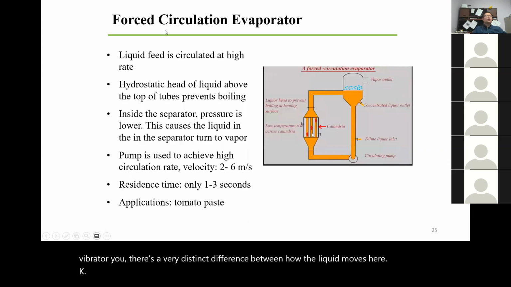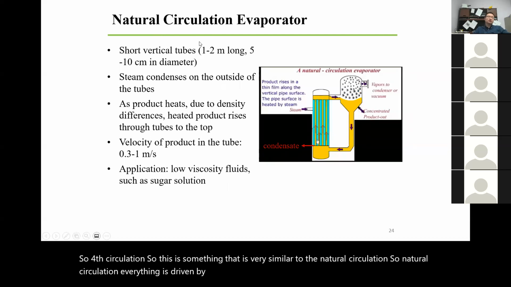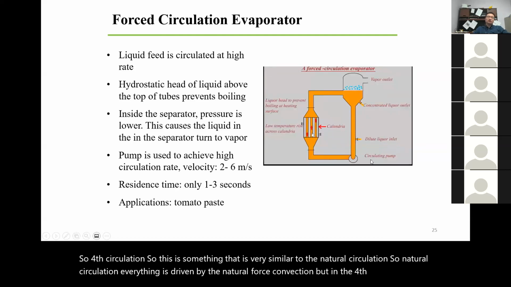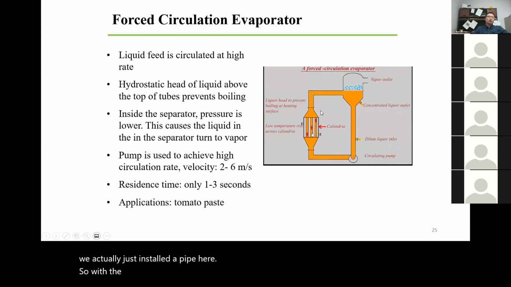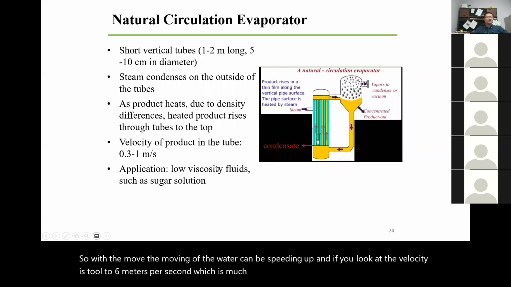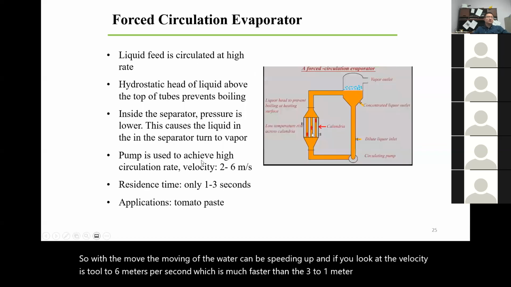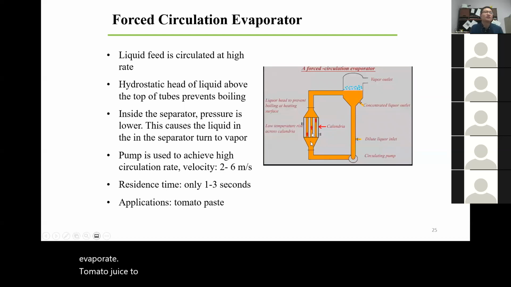Okay, so forced circulation. This is very similar to the natural circulation. In natural circulation, everything is driven by natural convection. But in the forced circulation, we actually just installed a pump here. With the pump, the movement of the liquid can be sped up. If you look at the velocity, it's 2 to 6 meters per second, which is much faster than the 0.3 to 1 meter per second, right? So in that case, the residence time can be much shorter, and the system has been used to evaporate tomato juice to produce tomato paste.